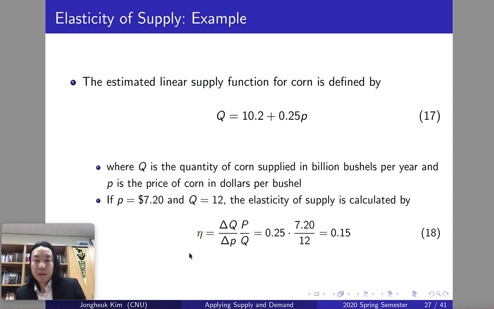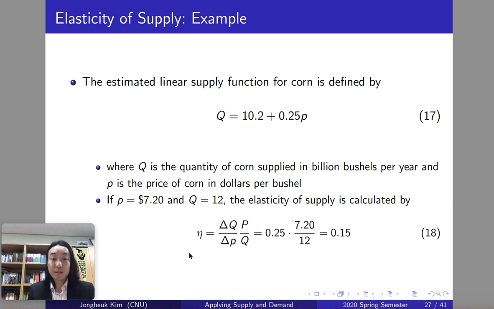So this is an example. The linear supply curve is now given by equation 17. And the question is giving you a specific price, $7.20, and a specific quantity, 12 units. Then we can calculate the price elasticity of supply, because we already know delta Q over delta P, which is equal to a quarter, 0.25, right? So you can put those numbers in, cancel out delta Q over delta P, and we know P over Q as well. So you put those numbers and calculate it, then you can get the answer, 0.15. So my question is, at this point, is this supply elastic or inelastic?